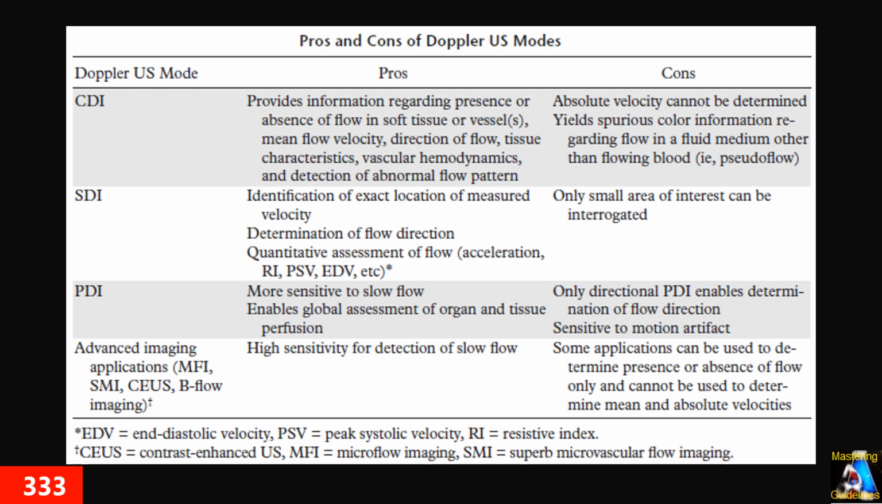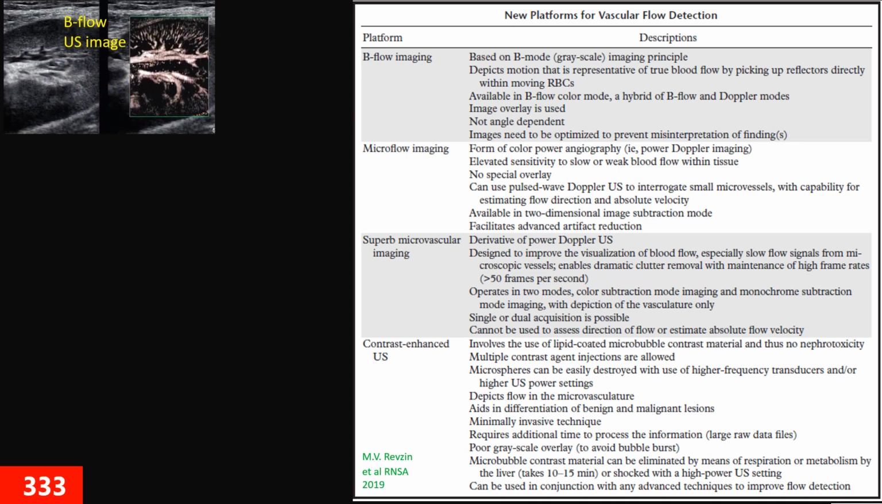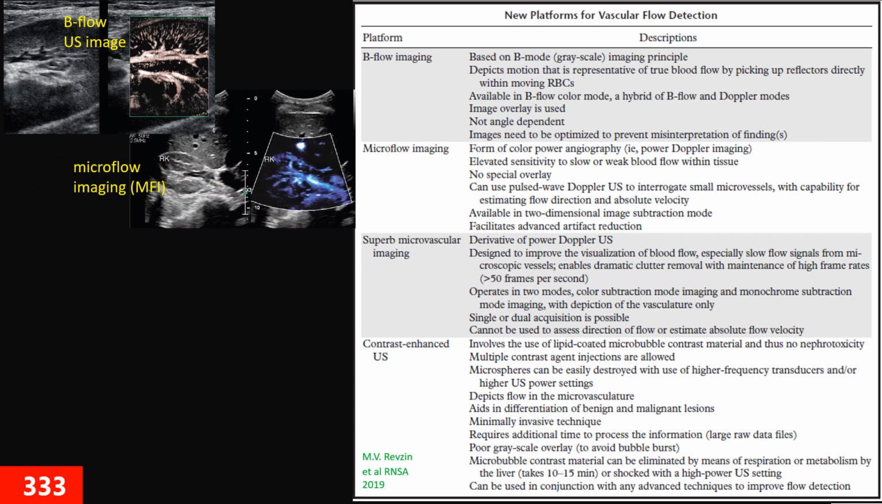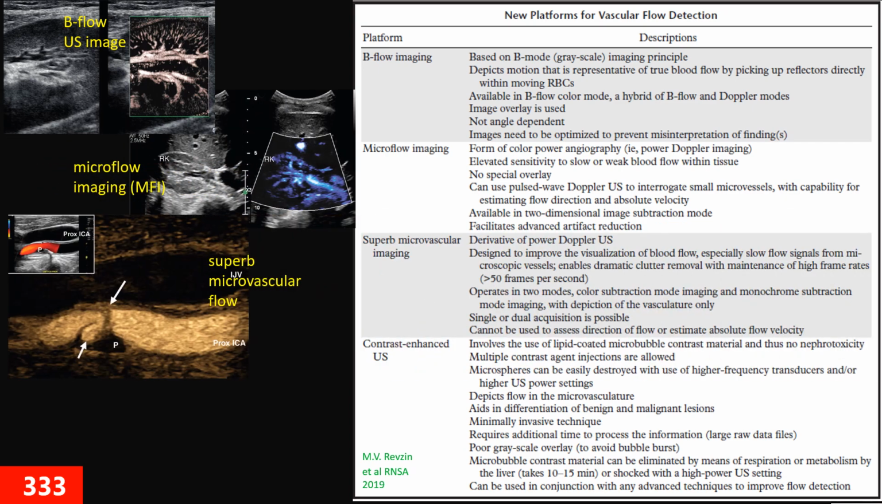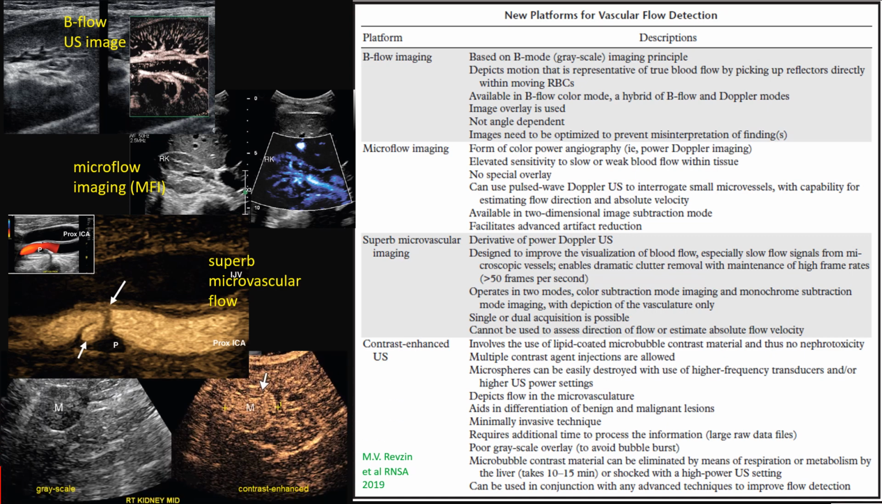Now let's go for the color Doppler. Here are those new Doppler applications that nowadays we use in vascular, abdomen and tissue a lot, including B-flow imaging, microflow imaging, super microvascular imaging, and finally contrast enhanced ultrasound. You can pause it and study by yourself.